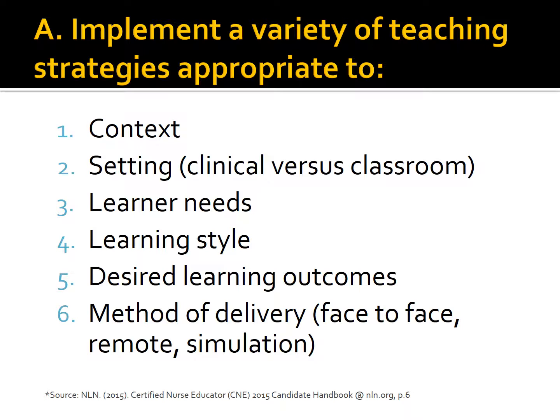For example, if your desired learning outcome is that the student will demonstrate effective communication technique, role-playing in the classroom or simulation lab can help to achieve this learning outcome, and role-playing is an active learning, student-centered activity. Research has shown quality of instruction is more important than method of delivery.